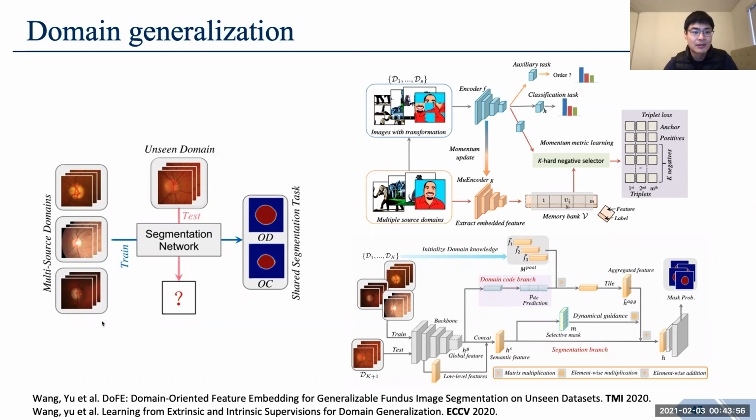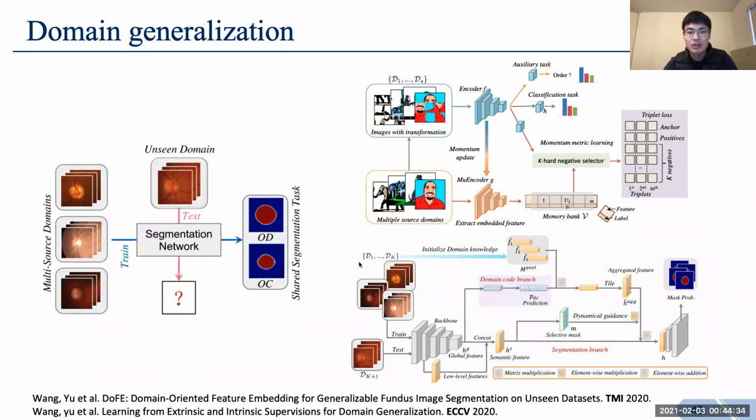In domain generalization, the basic setting is that in the network training, we have multiple source domain datasets, and we want to train a segmentation network. After training the segmentation network, this network can be directly tested on the unseen target domain, and we also want to achieve very good performance for the unseen target domain. So this is the setting of domain generalization. And the key idea of domain generalization is to study how to learn a general feature from the multiple source domains.